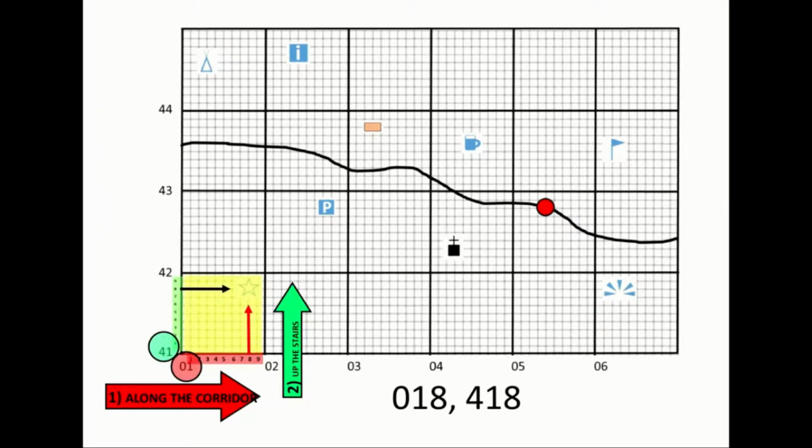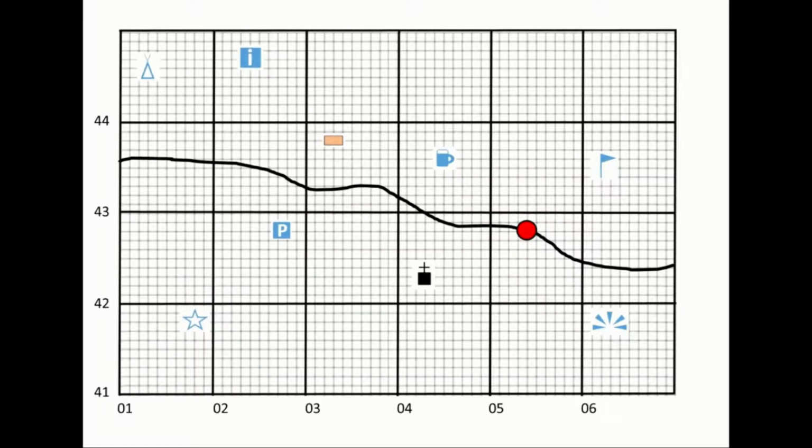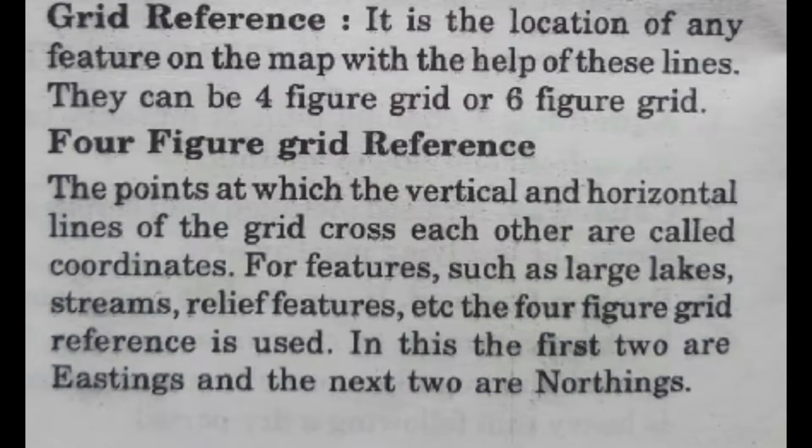Okay, for grid reference we studied. Actually it is very simple. We will work out more examples with the help of some previous question papers. Now we will see the definition of grid reference. It is the location of any feature on the map with the help of these lines. They can be a 4-figure and a 6-figure grid reference.